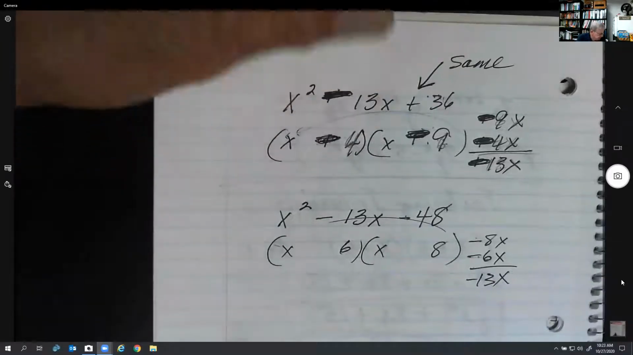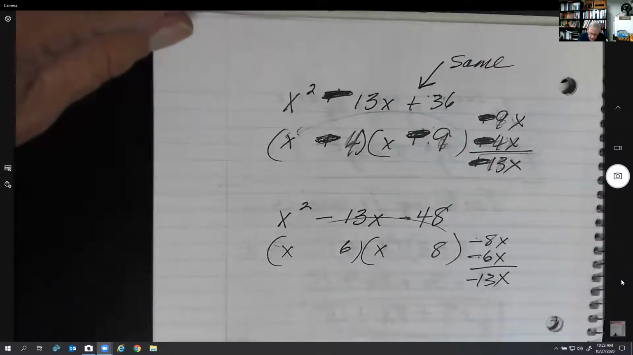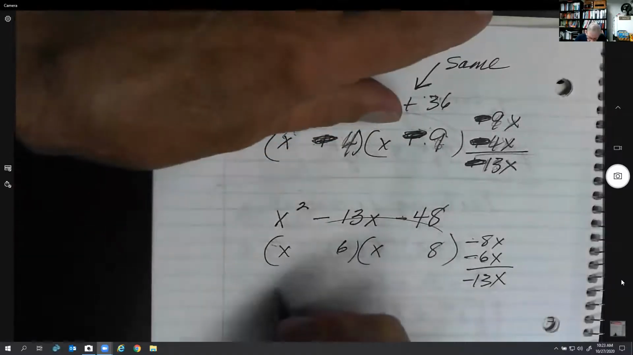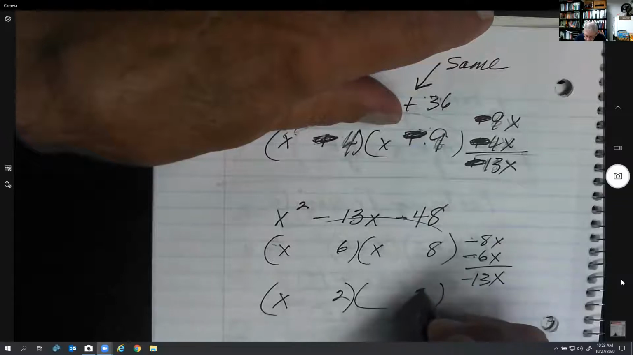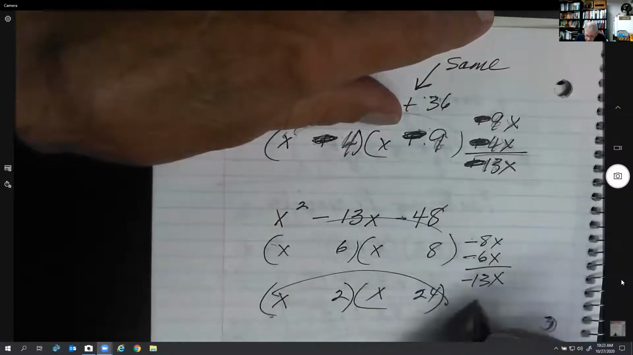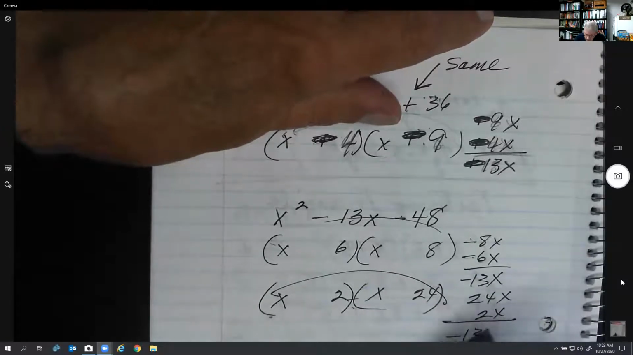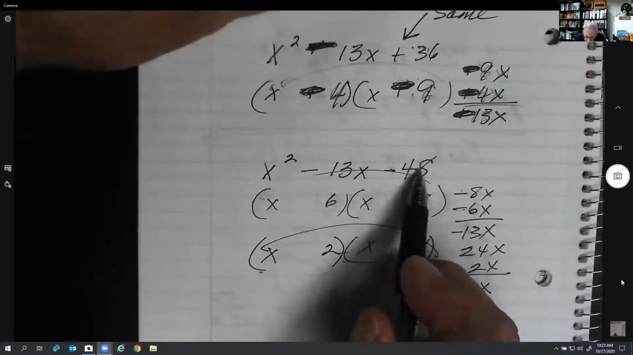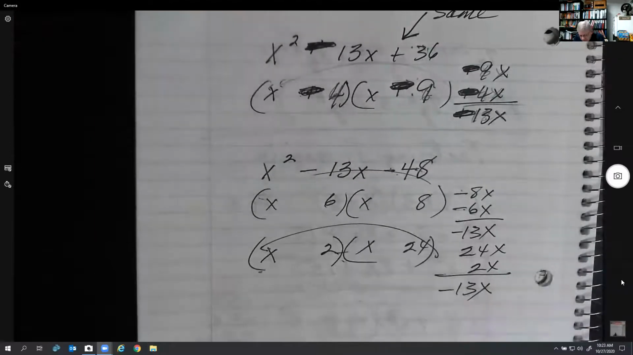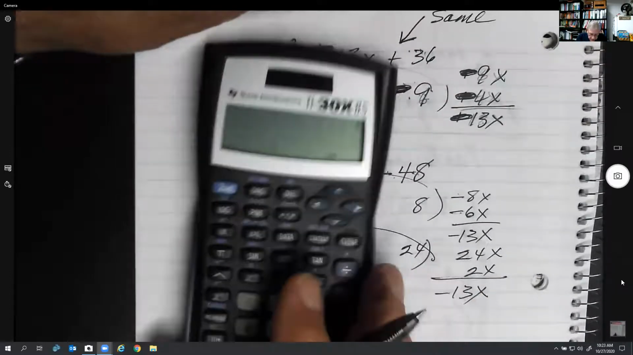Any other ideas? What else could give me 48? What about 2 times 24? 2 times 24 is 48. Outside, inside. That could have given me a negative 13x? No. So sometimes we might be surprised that 48, we're used to 6 times 8 is 48, but it isn't always true. So let's take our calculator.